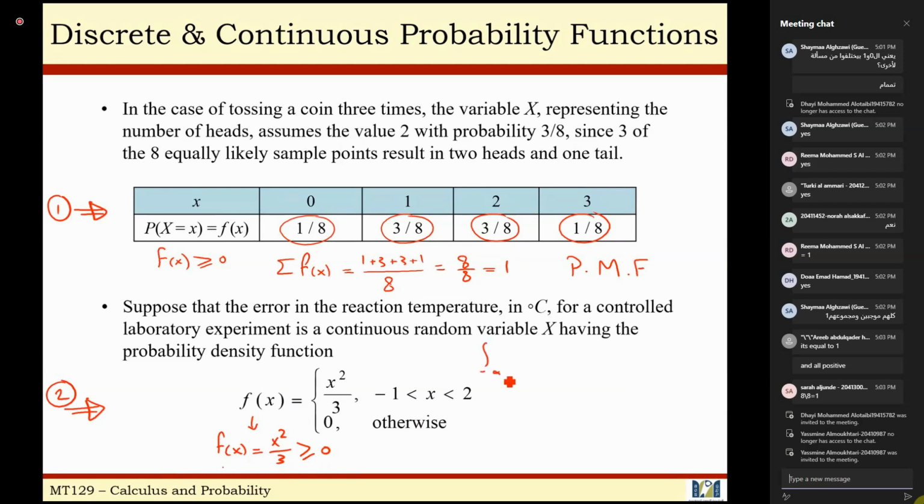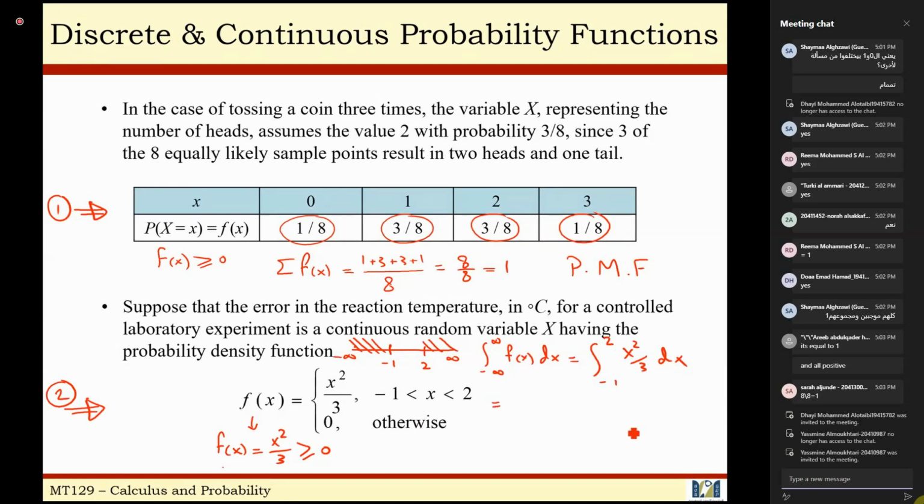Integral from minus infinity to infinity of f of x dx. This is equal to what? What are the bounds of integration? We have from minus infinity to infinity, but I don't have the function there. I have the function only from minus 1 to 2. So we remove the rest, and we have from minus 1 to 2 for f of x, which is x square over 3.